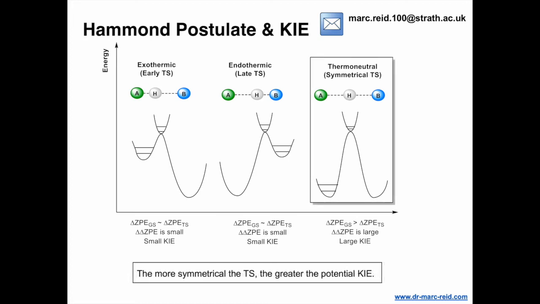The most interesting case is presented on the right, for reactions approaching thermal neutrality. In this case, the transition state structure is not similar to either the starting materials or products. This results in a larger delta-delta ZPE between the ground state and transition state on either side of the transition state. It is in such cases that the largest kinetic isotope effects are present.